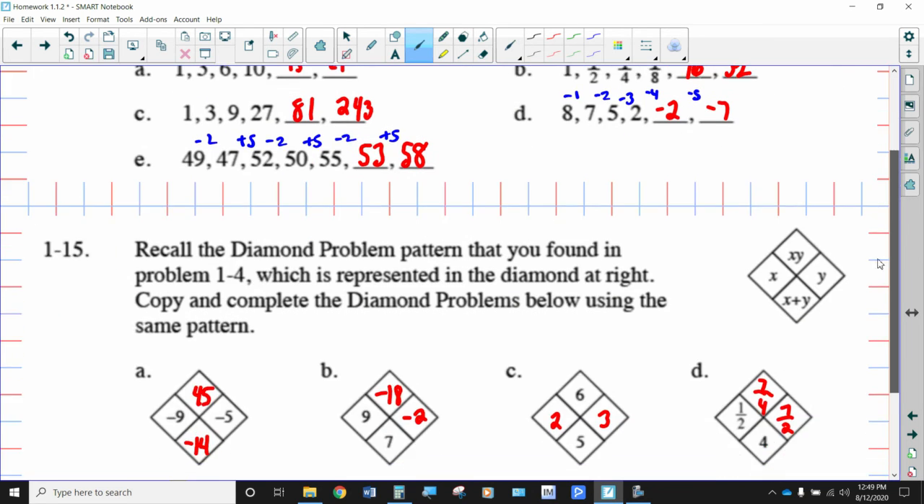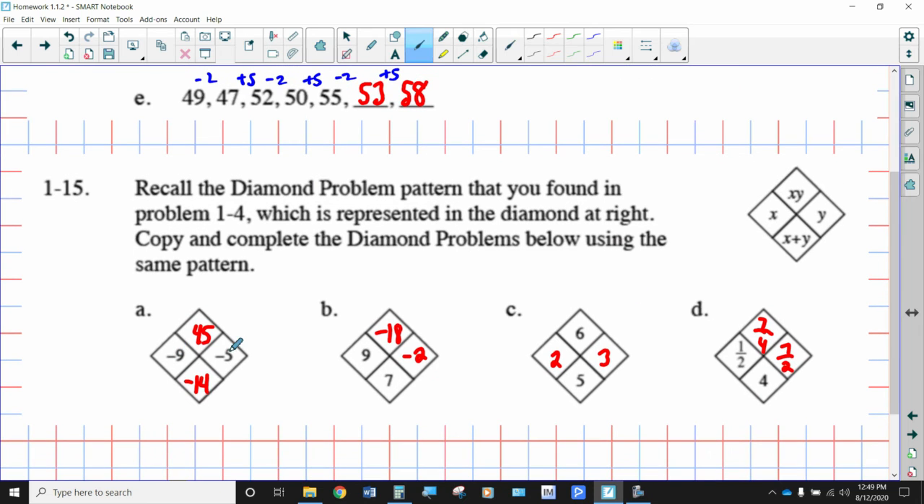All right, diamond problems. This tells you right here what to do. When you put them together, that means they're being multiplied. When you show the x plus y, that means they're being added. So this number plus this number equals negative 14. And then when you multiply the two numbers, a negative times a negative gives you positive 45.